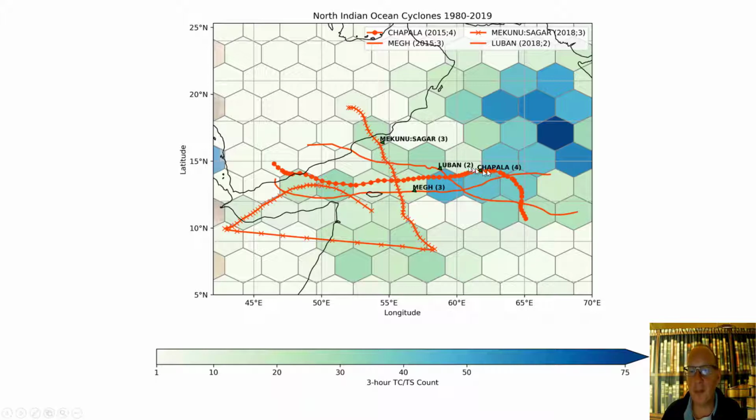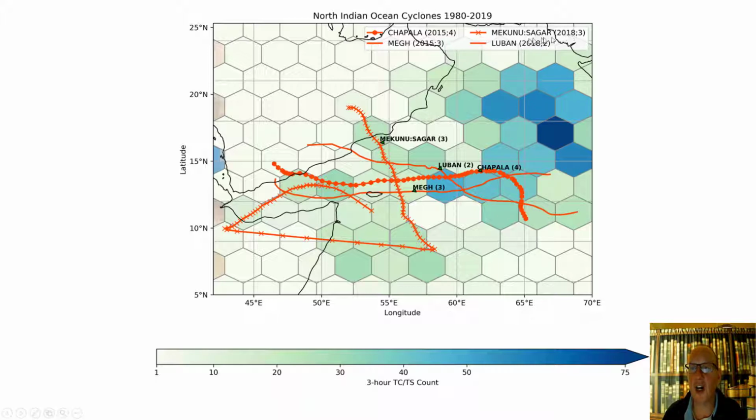The number in brackets shows the maximum intensity on the Saffir-Simpson hurricane scale. So 3 is pretty large, 4 is extremely large. That was the largest one, Chapala. And up here, the key is showing the dates. And you'll notice the dates are all in 2015 or 2018. So we have essentially 3 events in 2018, though 2 of them are combined.